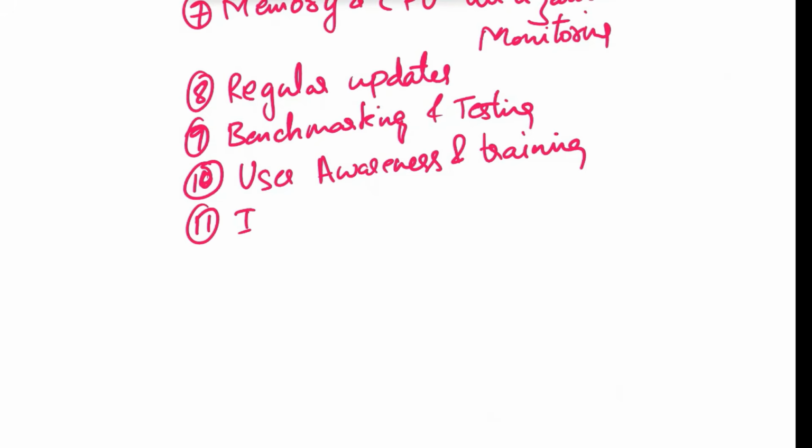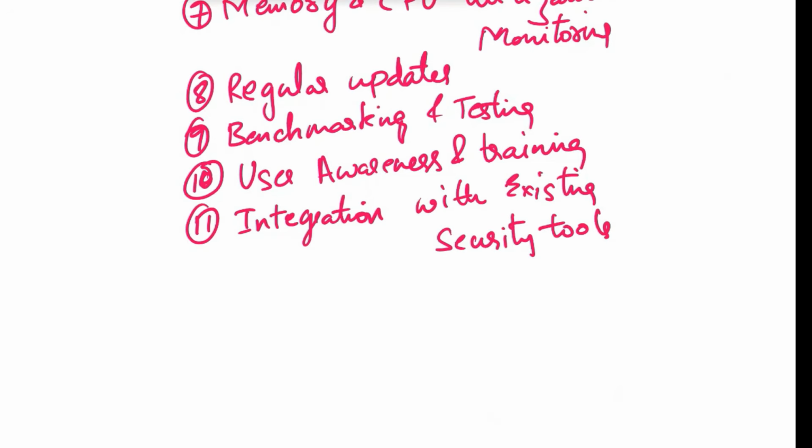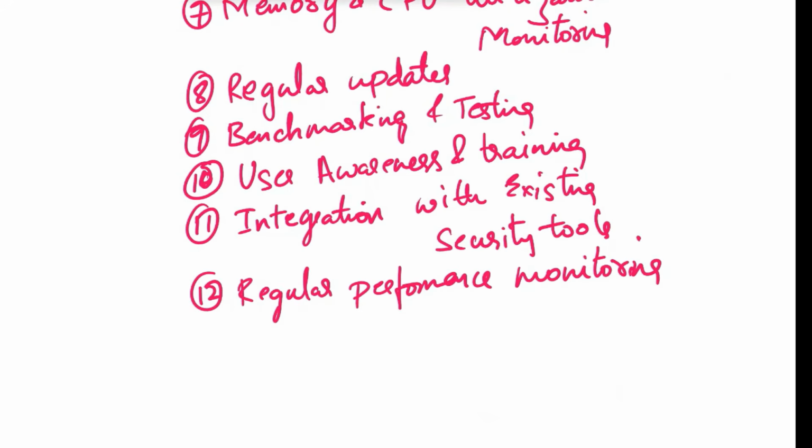Next one is integration with existing security tools. Integrate the EDR solution with other security tools to optimize the overall security posture. Collaboration between different security components can reduce redundant processes and minimize performance overhead. Another one is regular performance monitoring. Continuously monitor system performance metrics after EDR deployment. If any endpoints experience performance degradation, adjustments can be made in a timely manner.